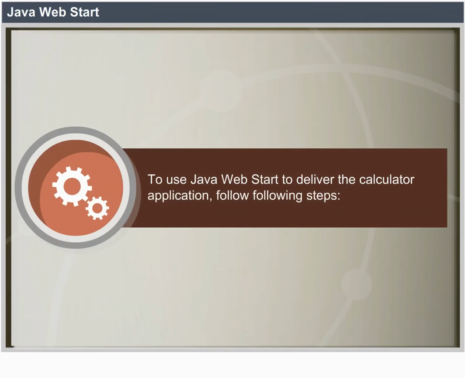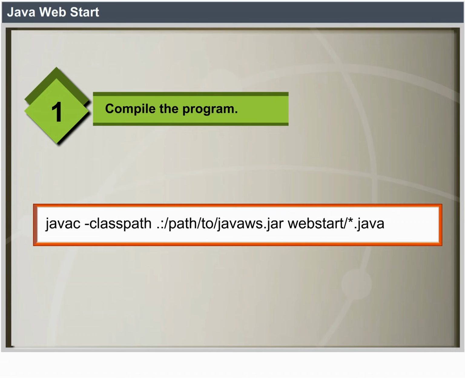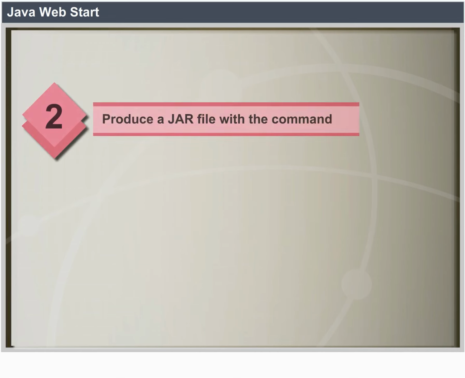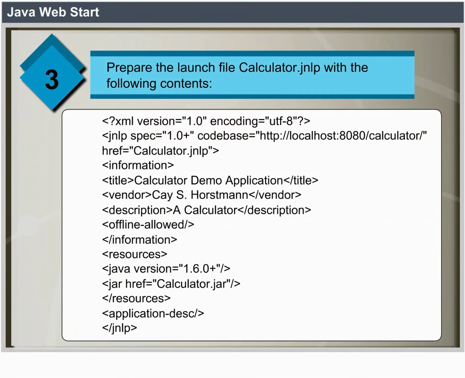To use Java Web Start to deliver the calculator application, follow these steps. Compile the program with javac, using the classpath for javaws.jar, on webstart/Calculator.java. Produce a jar file with the following command. Prepare the launch file calculator.jnlp with the following contents.